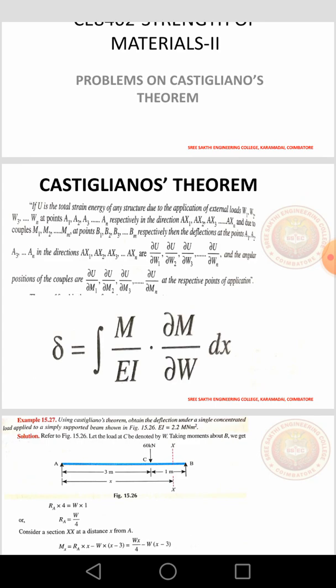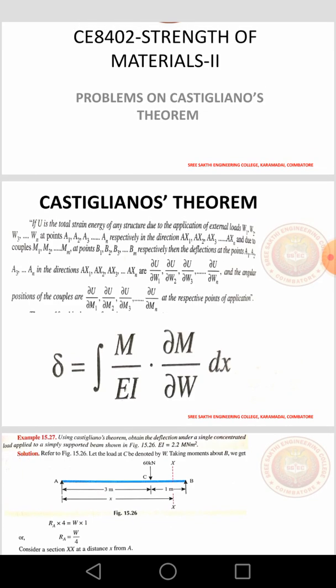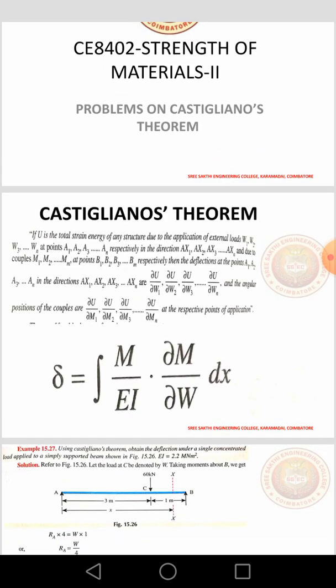Then the deflections at the points A1, A2, A3, ... An in the directions AX1, AX2, AX3, ... AXn are ∂U/∂W1, ∂U/∂W2, ∂U/∂W3, ... ∂U/∂Wn, and the angular positions of the couples are ∂U/∂M1, ∂U/∂M2, ∂U/∂M3, ... ∂U/∂Mn at the respective points of application. Okay, so this is Castigliano's theorem.